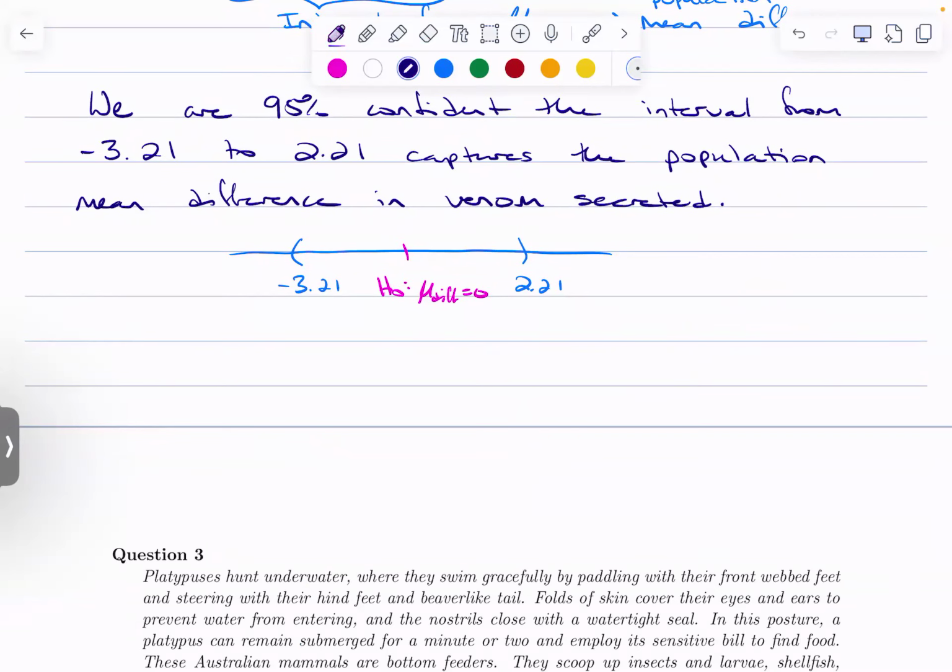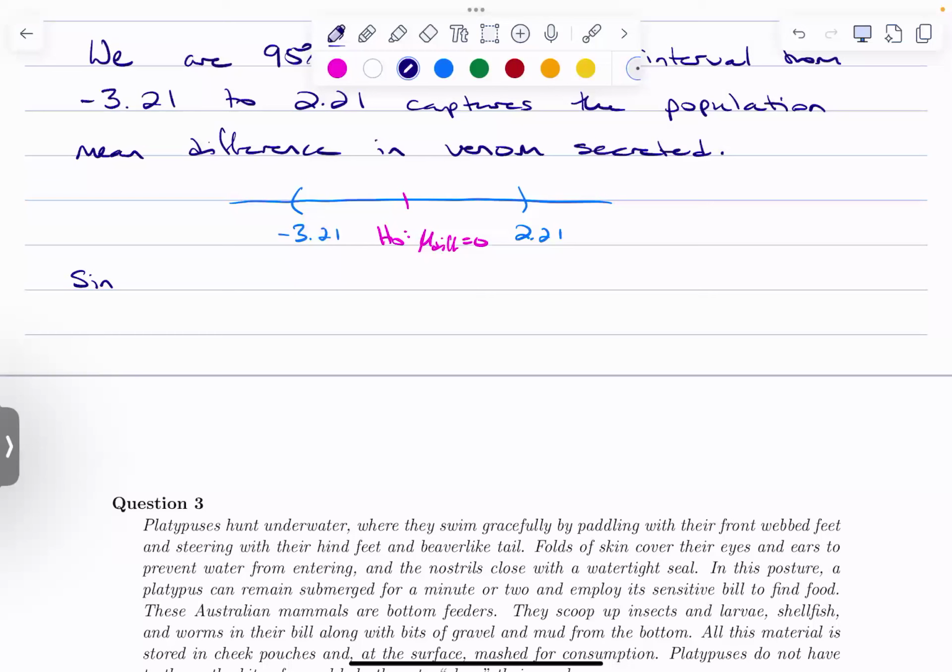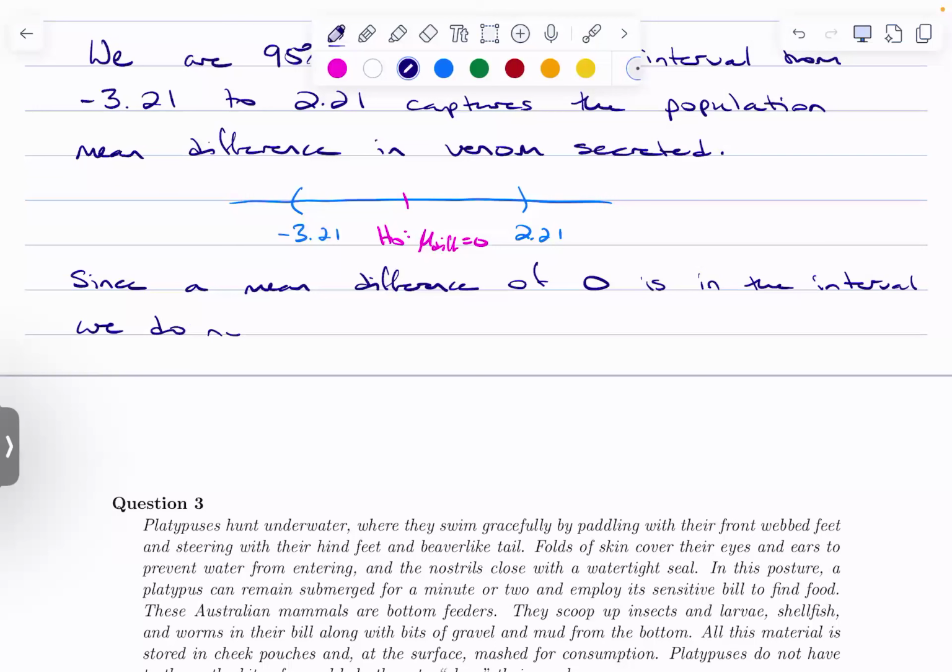So how we word that is like this. Since a mean difference of 0 is in the interval, and a go-to way of checking is if you go from a negative value to a positive value, you had to cross 0 at some point. So since a mean difference of 0 is in the interval, we do not have enough evidence to reject H naught.